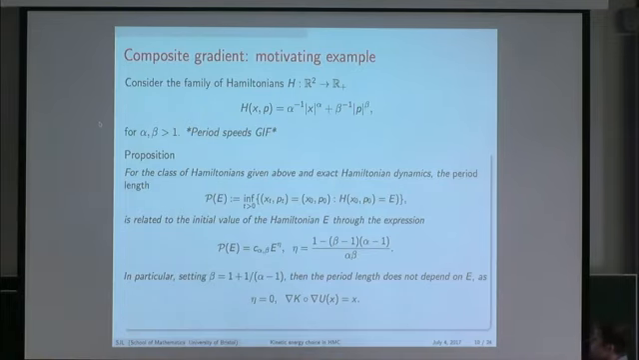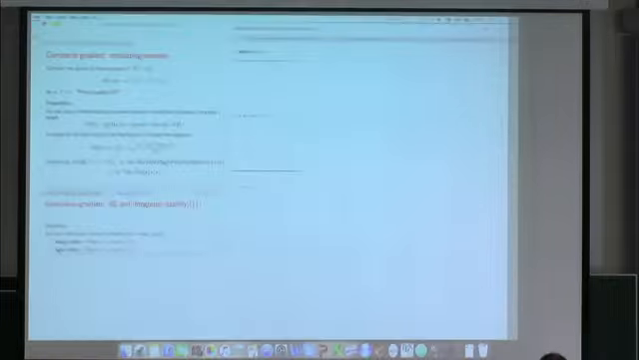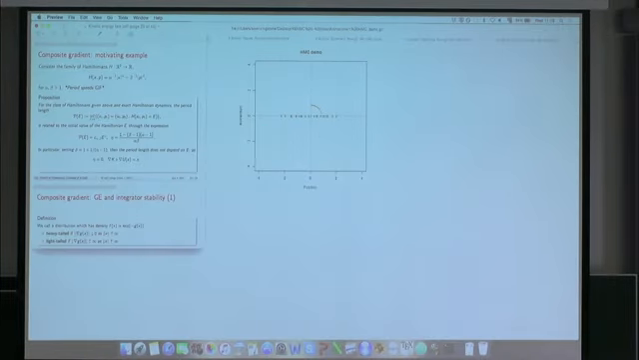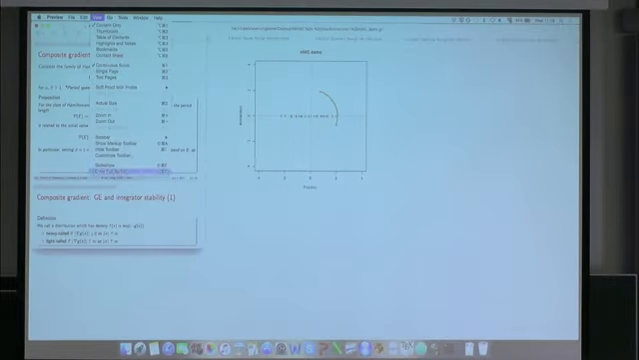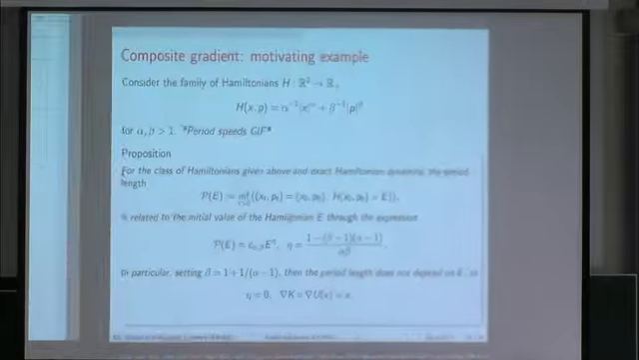And so for this class of Hamiltonians, we found that we could relate the period length to alpha and beta, and in particular in such a way that for a prescribed choice of beta, you can make it however you want. So I'll show you some pictures, some animations, and then I'll elaborate on that point.